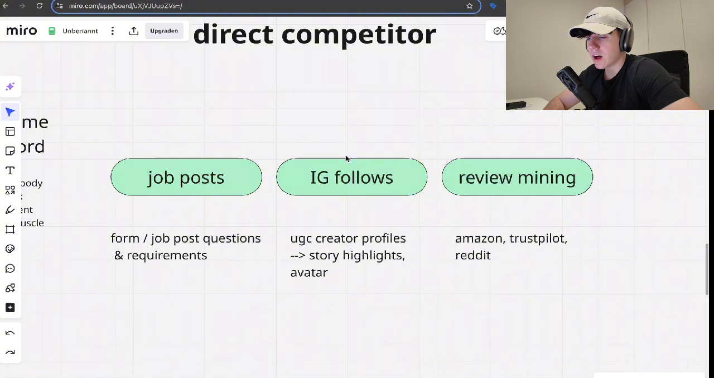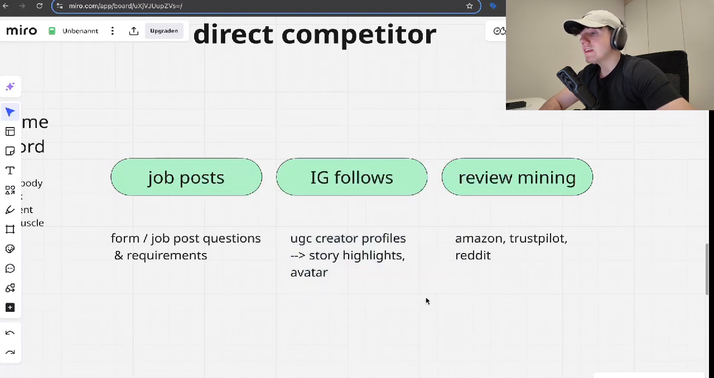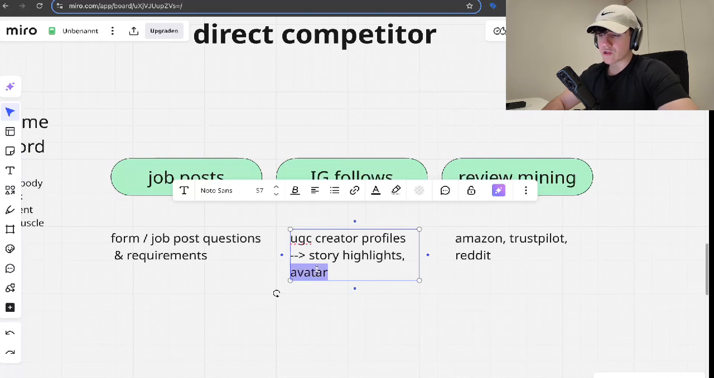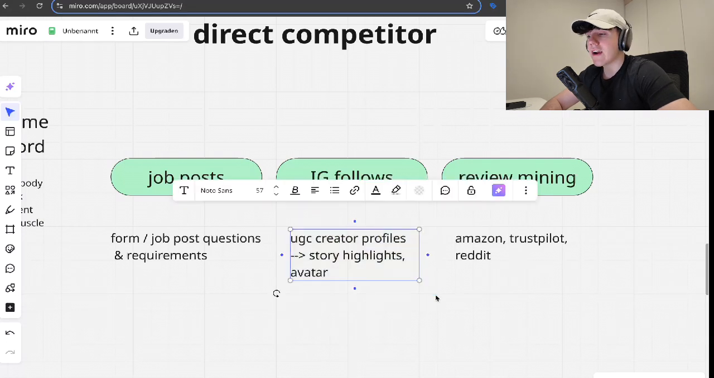And we have the IG follows. So you look at the Instagram profiles that the brand account is following, and then you're gonna basically break down, okay, which UGC creator profiles are they following? What's in their story highlights? Kind of try to describe their avatar. And basically try to just break down who exactly fits into their ICP.